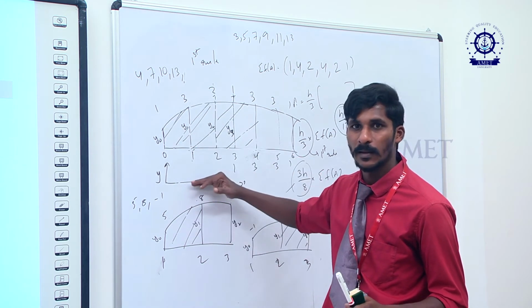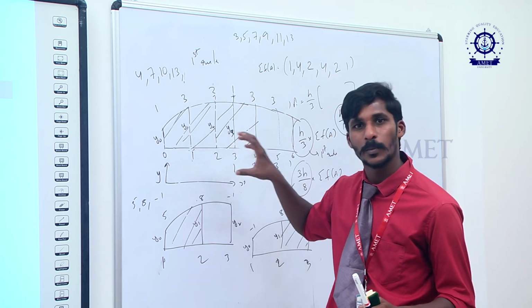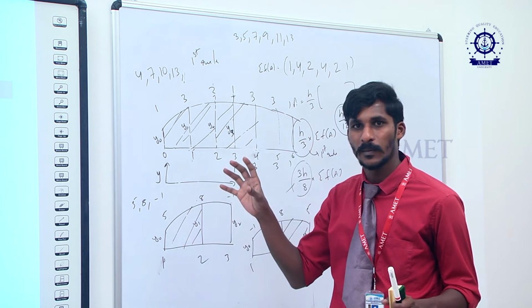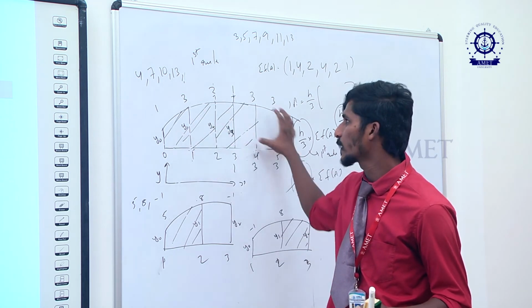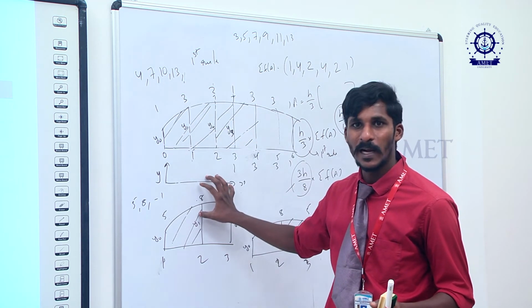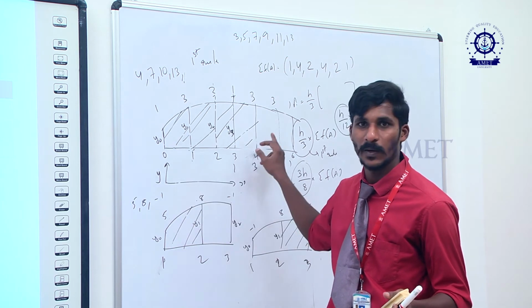It is symmetrical. So when it is symmetrical, there is no need to concentrate on both sides. You will only concentrate on one side, because symmetrical means if I find this area, it can be multiplied by 2 to get the overall area. Okay, so that is how.